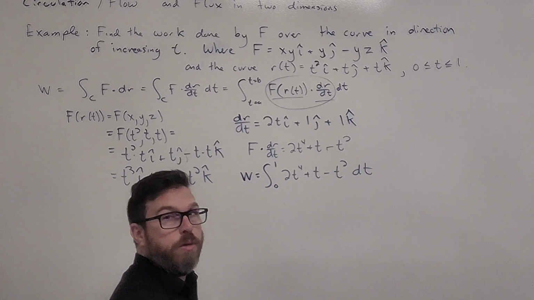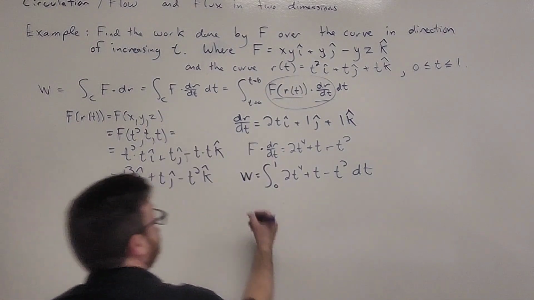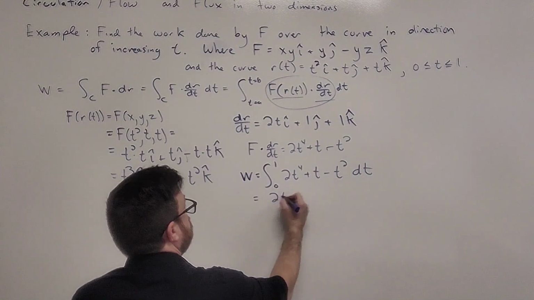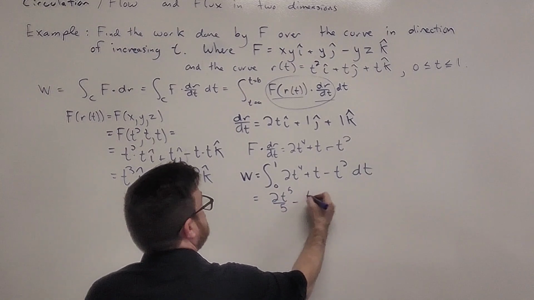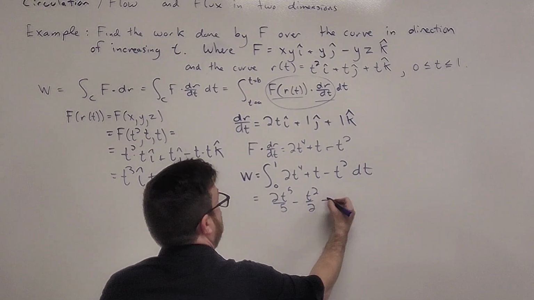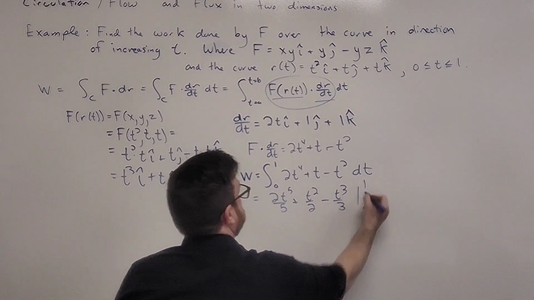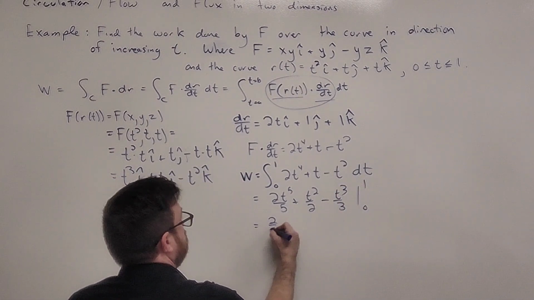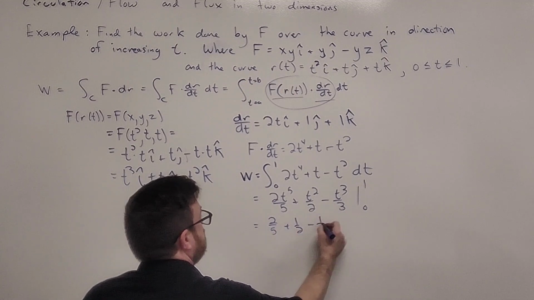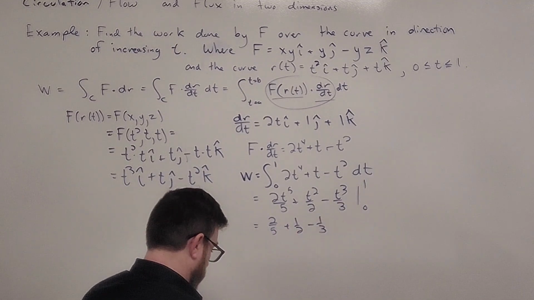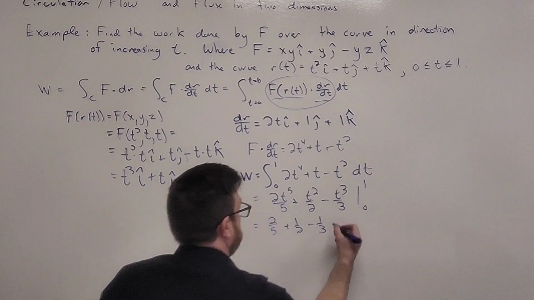And this polynomial being relatively simple to integrate, we know this is going to be 2t to the fifth over 5, plus t squared over 2, minus t cubed over 3, evaluated from 0 to 1. So this will be 2/5 plus 1/2 minus 1/3. Plug in 0, everything's going to be 0. So we have 17 over 30.